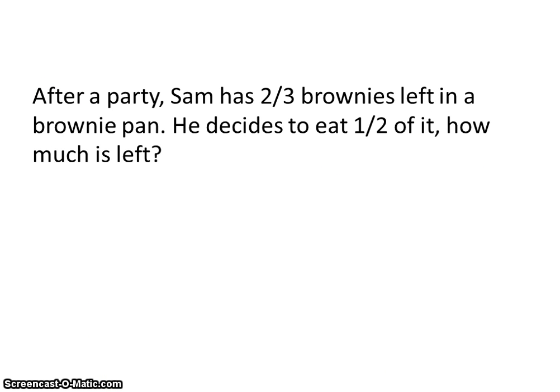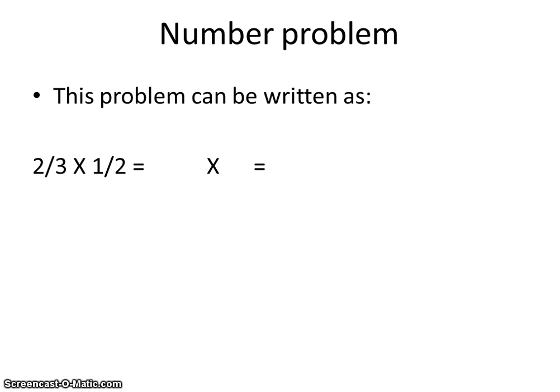After the party, Sam has 2/3 brownies left in a brownie pan, and he decides to eat half of it. How much is left? This problem can be written as 2/3 times 1/2. This problem is already in fraction form, so it's pretty easy to multiply straight across. So 2/3 times 1/2 would equal what? That's right, 2/6.